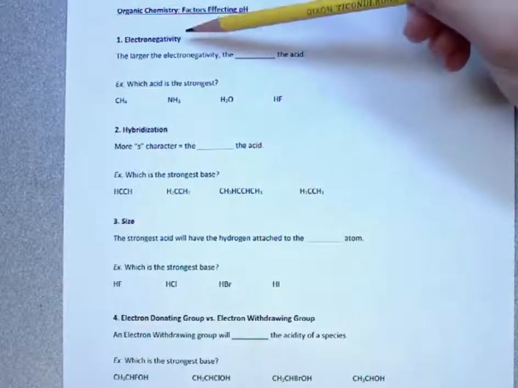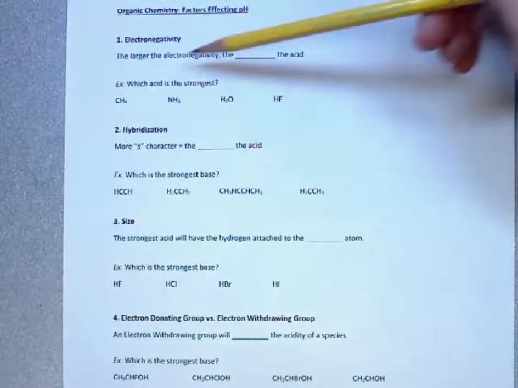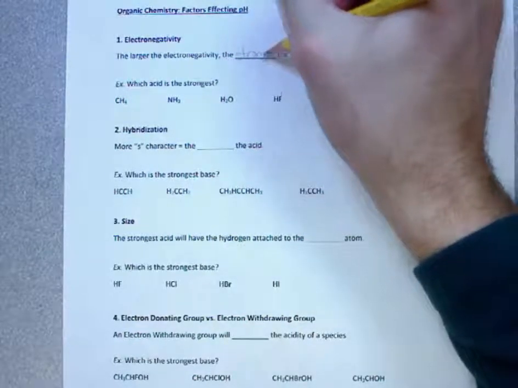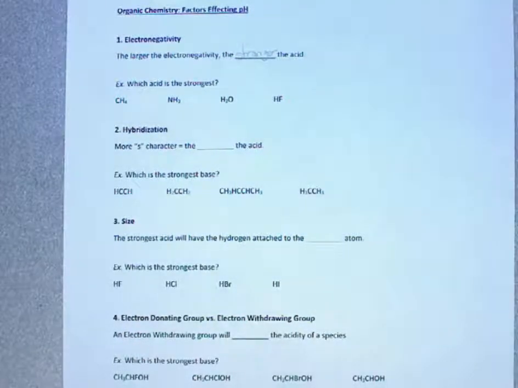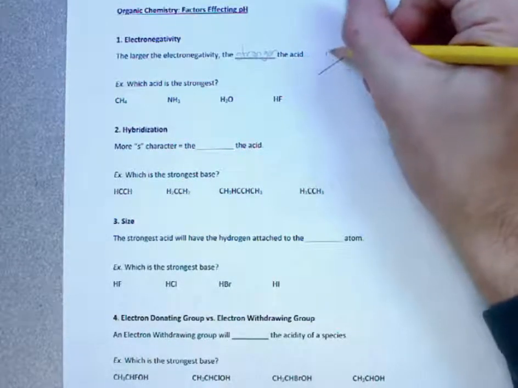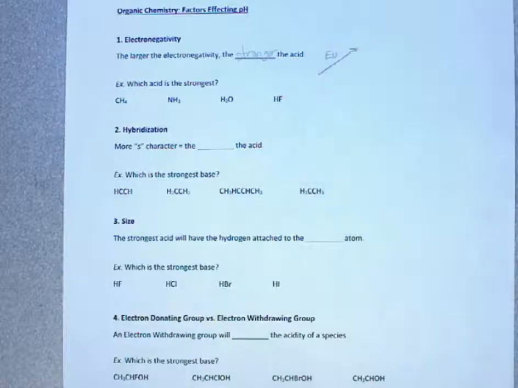So for electronegativity, the larger the electronegativity, the stronger the acid. Remember with our periodic table, the electronegativity increased as we went up and to the right in the periodic table.